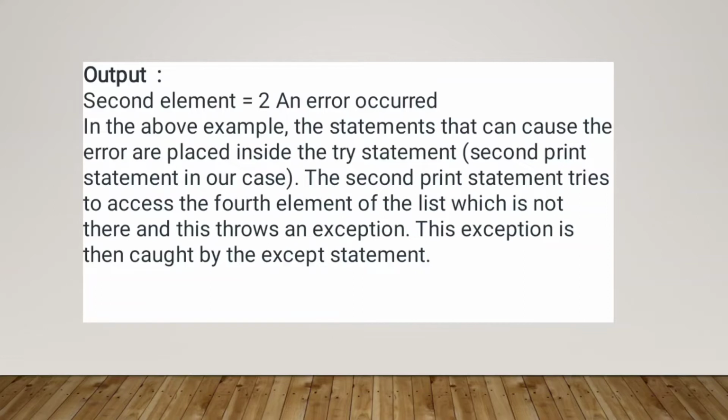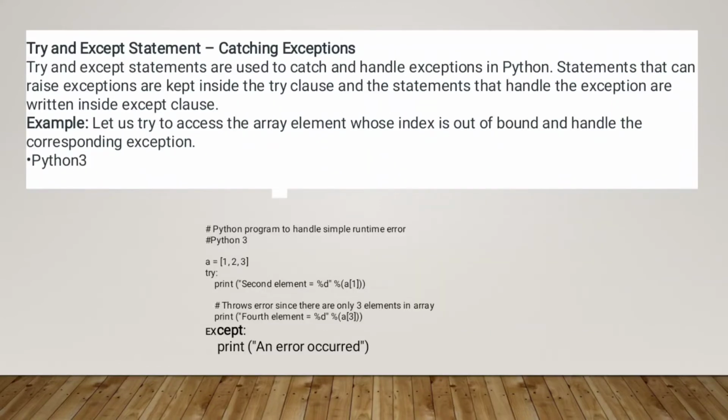In the above example, the statements that can cause the error are placed inside the try statement, the second print statement in our case. The second print statement tries to access the fourth element of the list, which is not there, and this throws an exception. This exception is then caught by the except statement. This is the output for this program.